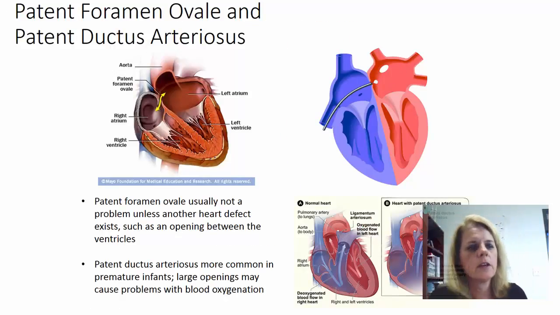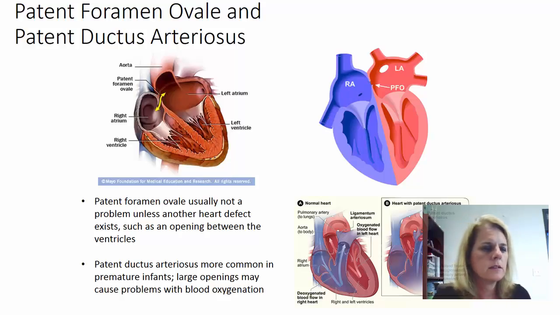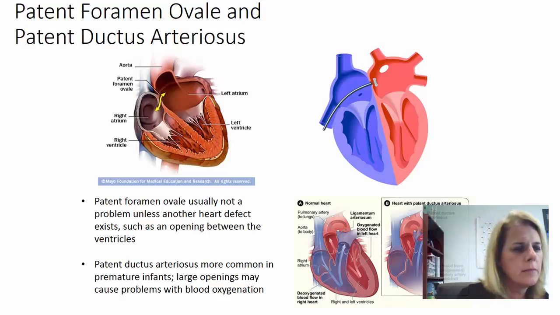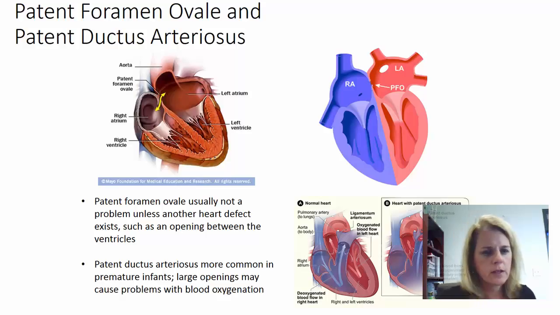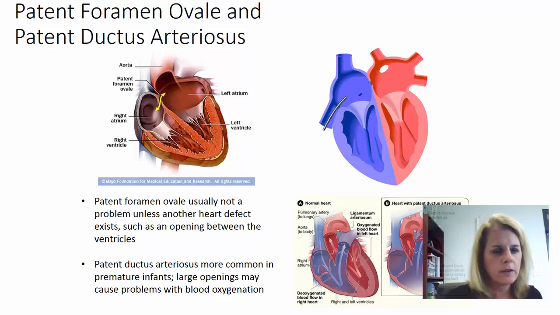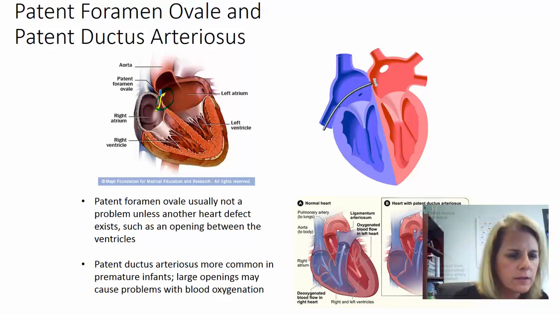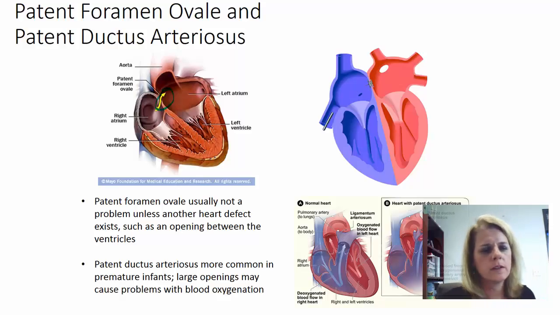Sometimes it doesn't. So if you have a birth defect, you may have a patent foramen ovale and a patent ductus arteriosus. Patent means open, so like a patent airway is an open airway, an open trachea. So what does that mean if you have a patent foramen ovale or a patent ductus arteriosus? So if you have a patent or open foramen ovale, that hole between the left and right atrium is going to remain.